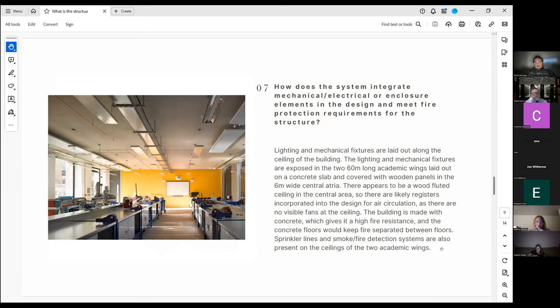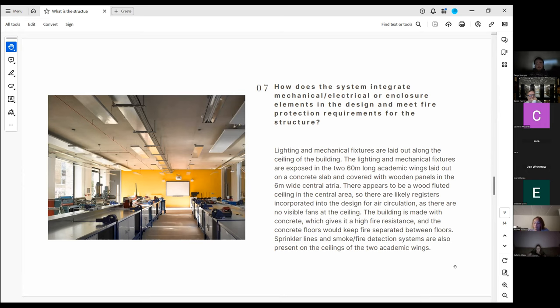Okay, and then how does the system integrate mechanical and electrical or enclosure elements in the design? So lighting and mechanical fixtures are laid out along the ceiling of the buildings. The lighting and mechanical fixtures are exposed in the two longer academic wings, and then they seem to be covered with wooden panels in the central atria. There appears to be a wood fluted ceiling in the central atria, so there are likely registers incorporated into the design for air circulation, as there are no visible fans on the ceiling.